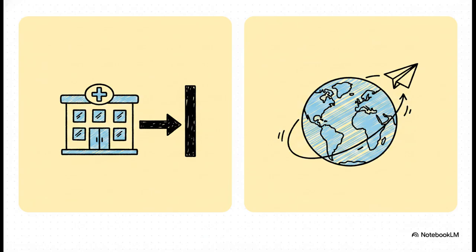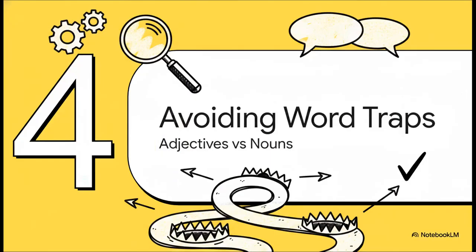A super common spot where learners get tripped up is talking about traveling and returning. If I want to ask about your life experiences up to today, I'll ask, have you ever been to Italy? We use been because it's about your whole life experience up to now, not one specific finished date on a calendar. Next up is section 4, avoiding tricky word traps, specifically adjectives versus nouns.